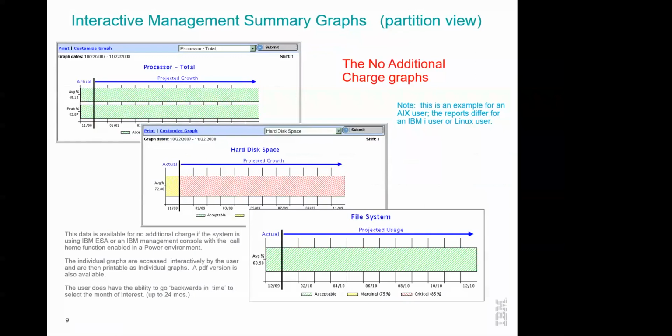And we keep the history of graphs for the last 6 months. But you can customize them backward up to 25 months if the data is available or you have been transmitting. So, as you see, the total processor utilization, hard disk, and the file system. These are the major things for AIX, and those are readily available to the customer free of charge.